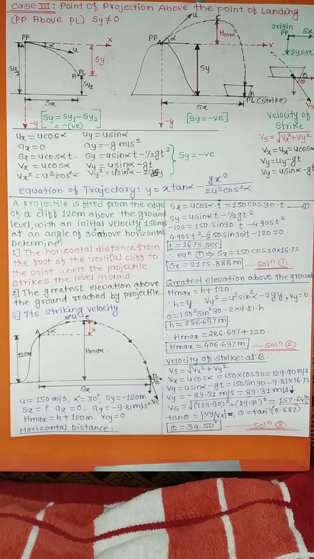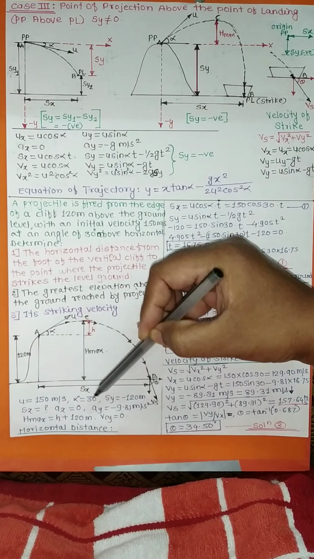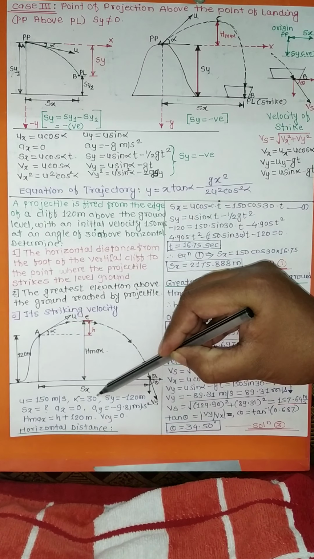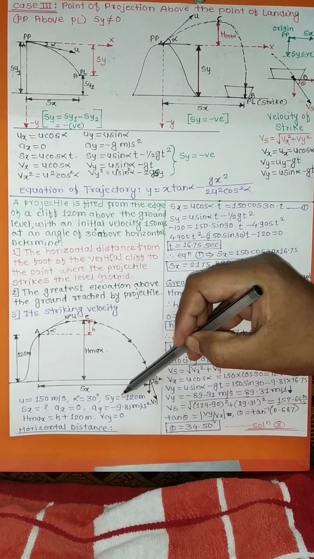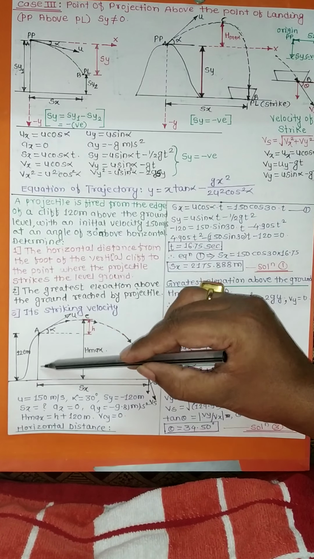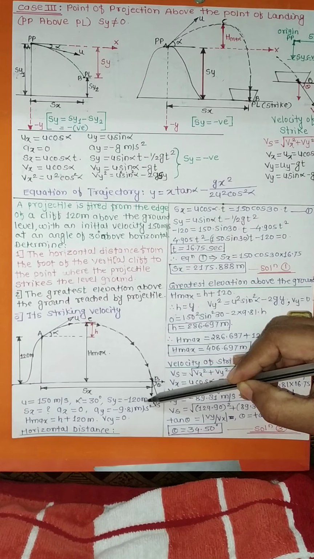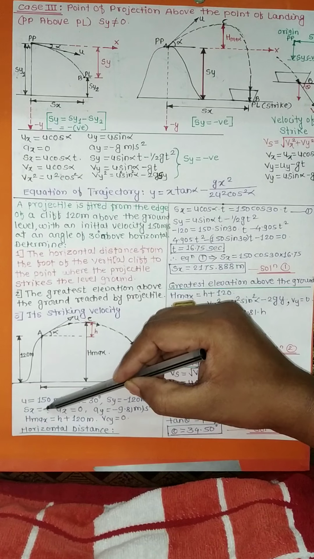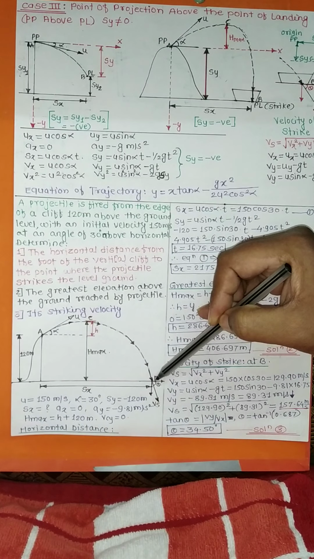Now the data we have to collect to define the unknown terms. U, initial velocity, is defined as 150 meter per second. Alpha, the angle of projection, is given as 30 degree. Sy is below the point of projection, it is minus 120 meter, and Sx is the unknown distance.